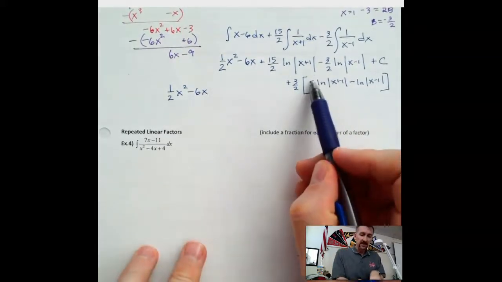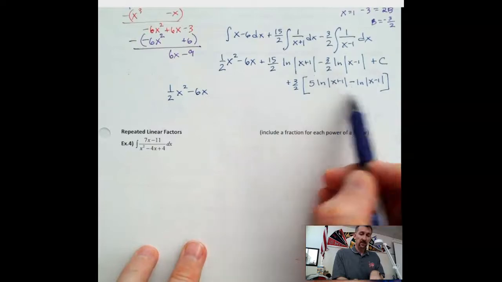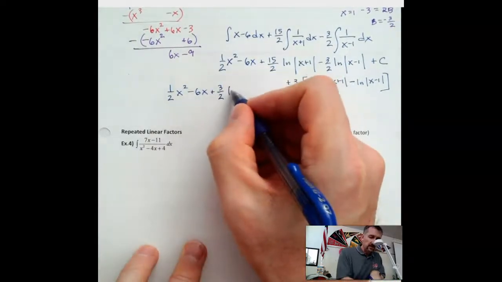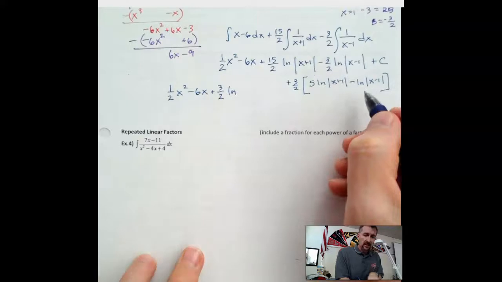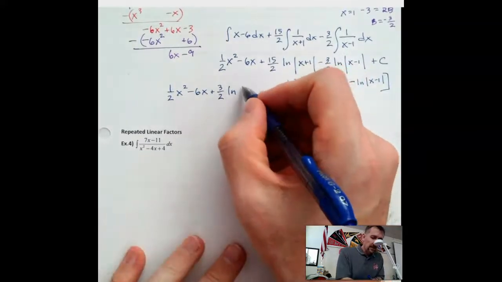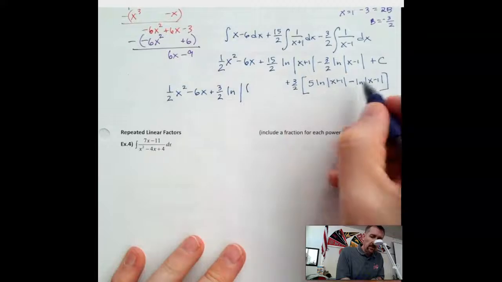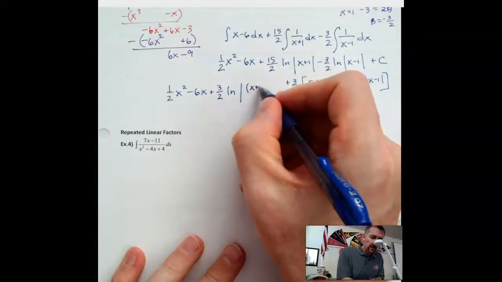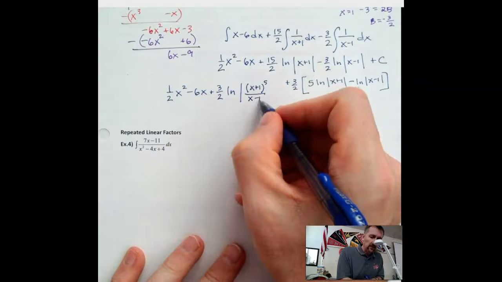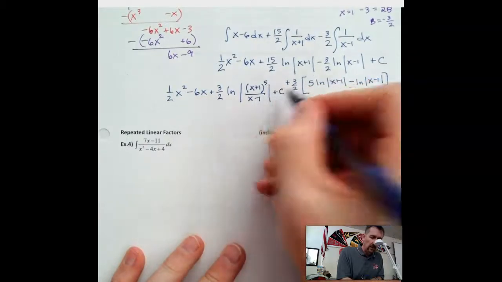So now we can take that in as an exponent and write this as a division problem. So we could put 3/2, using properties of logarithms, x plus 1 to the 5th over x minus 1, plus c.